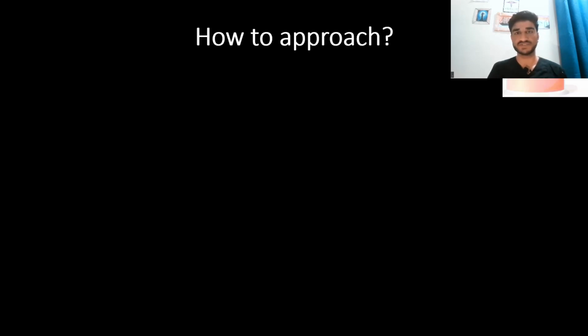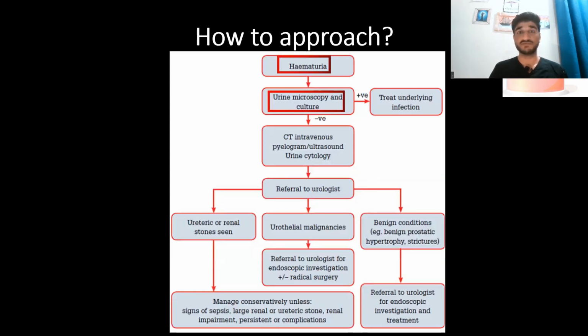So how can we approach this? This is the most important topic in urology, or it also could be nephrology. Hematuria is the presence of blood in urine. First we do urine microscopy and culture. If urine microscopy and culture are positive, we treat the underlying infection, whether it is cystitis, pyelonephritis or urethritis. We treat accordingly.